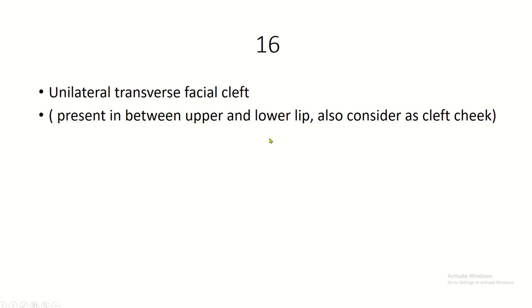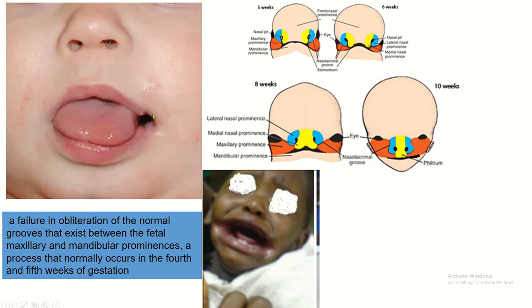Unilateral transverse facial cleft, present in between the upper and lower lip, also considered a cleft cheek. See, this is the cleft cheek, and here the mandibular prominence has failed to fuse with the maxillary prominence.